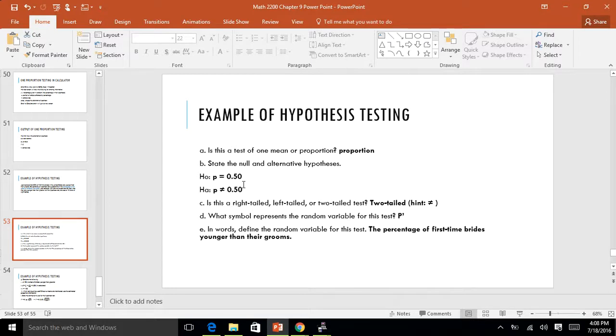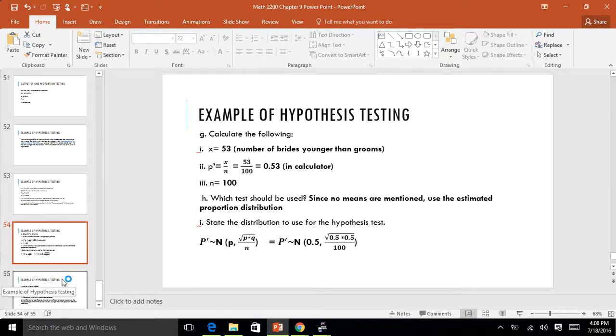So my null hypothesis is P equals 0.5. My alternative is P does not equal 0.5. So is this a right-tailed, left-tailed, or two-tailed? It's a two-tailed, and the hint is the not equal sign in the alternative. So what symbol represents the variable for this test? It's a capital P with a little apostrophe at the top. In other words, define the random variable for the test. It's the percentage of first-time brides younger than their grooms.